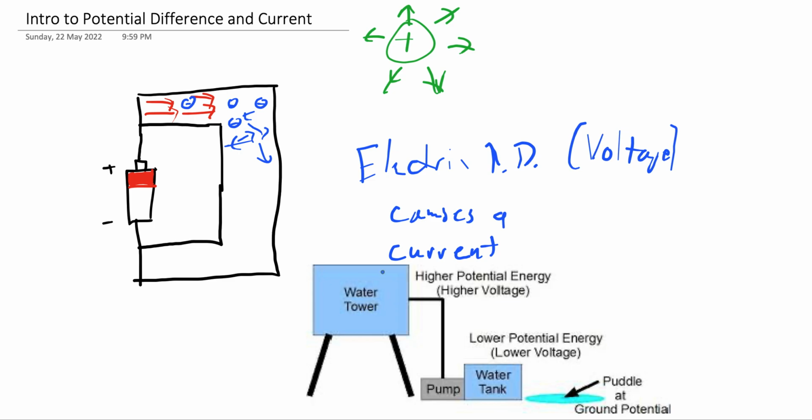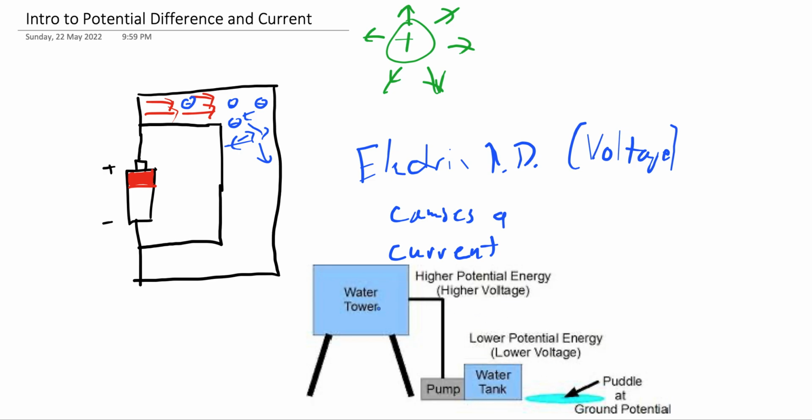And then gravity is going to pull it down to a lower potential, until eventually it gets down to the bottom, down to the ground, and there's just a little puddle, and that little puddle of water can't do anything. It has no potential anymore. So that pump would pump that puddle back up in order to repeat that process again.